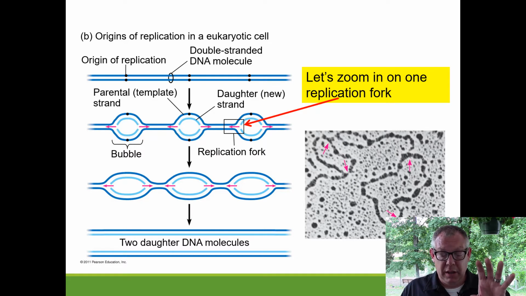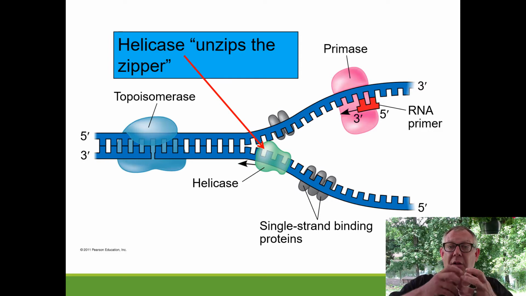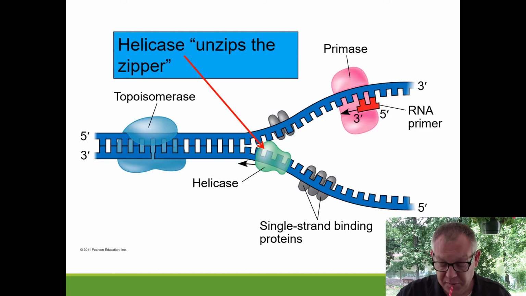And so what we're going to do is look at one of these replication forks where the bubble is growing. We're going to zoom in on one of those. And so here we've zoomed in on one of those, okay? They're just showing you this drawing of helicase in green, and it unzips the zipper. It unwinds. This is what unwinds and pulls the strands apart, basically, is its job. Opens up the strand is another term we use.